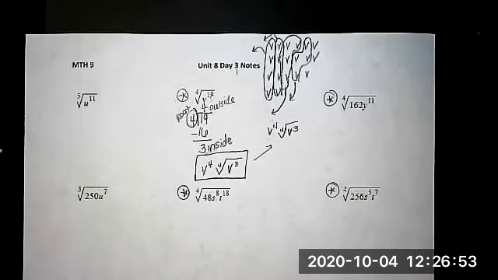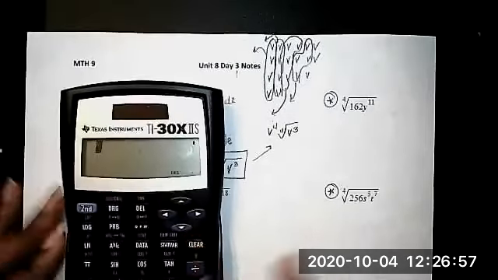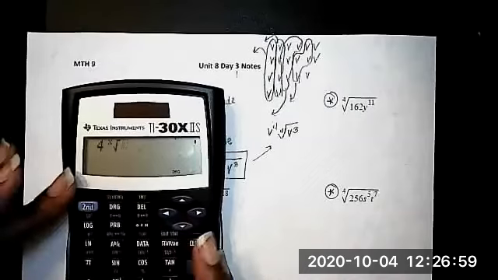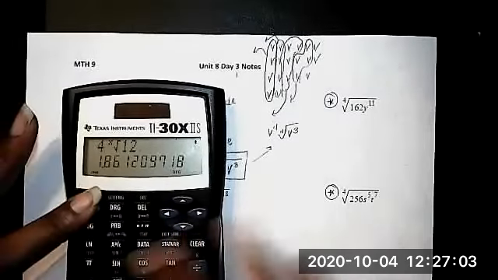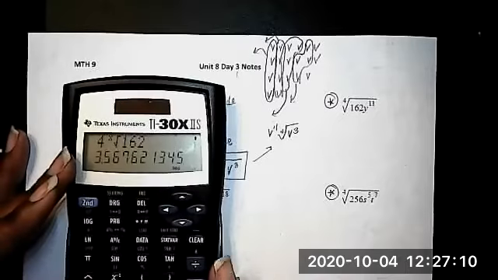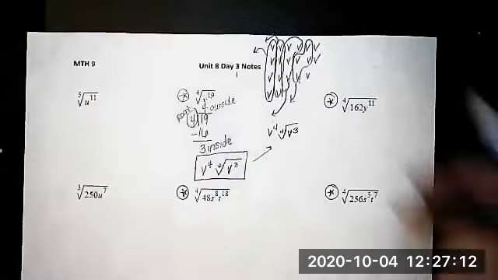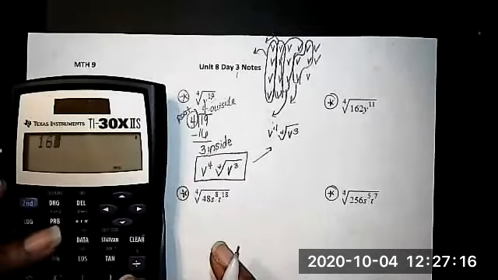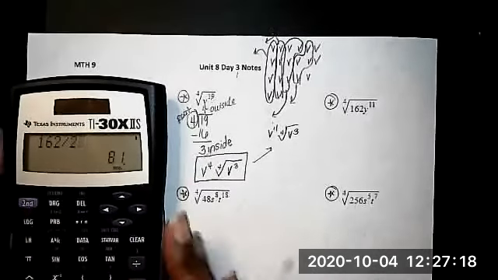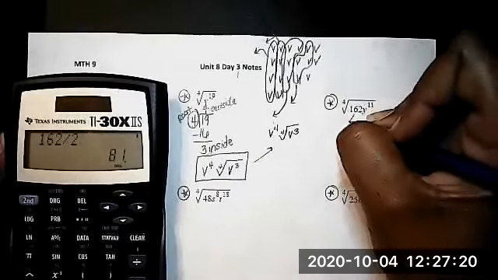I'm sure 162 is probably not a perfect 4th, but I'll see because I always check. Okay, 4th root of 162. Oops, sorry, did that wrong. 4th root of 162, and of course it's not. So I'm going to have to break that down. I will start by dividing by 2. It's an even number, so I know that I can divide by 2 at the very least.